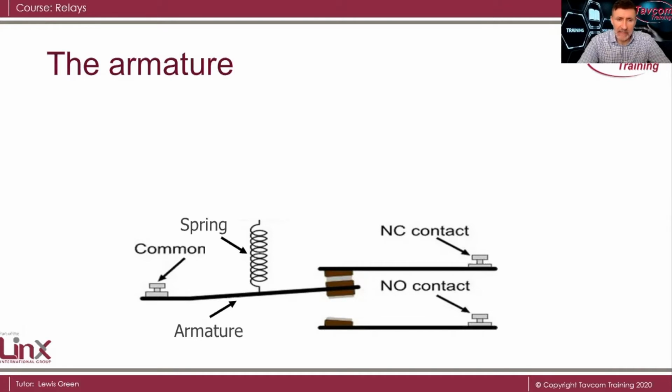Here we can now see that we have a common connection, and the spring, which is actually pulling the common towards the normally closed. Now, the fact that the spring is mechanical, this is the normal state for the relay in its de-energized position. So the armature, imagine this is your arm moving up and down, is what changes the state of the relay.